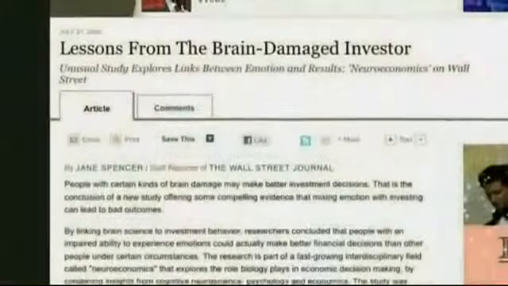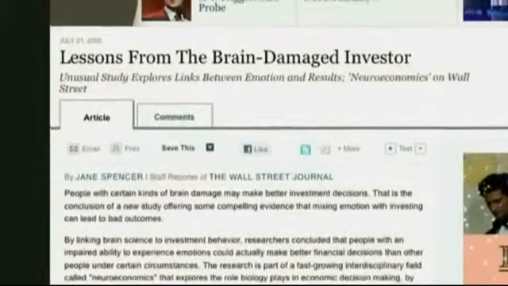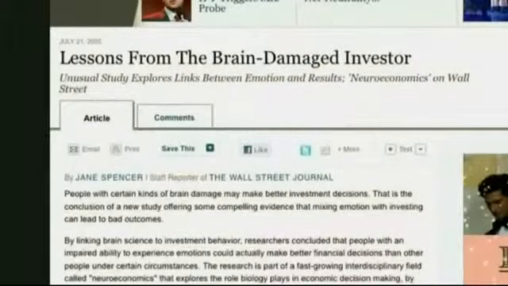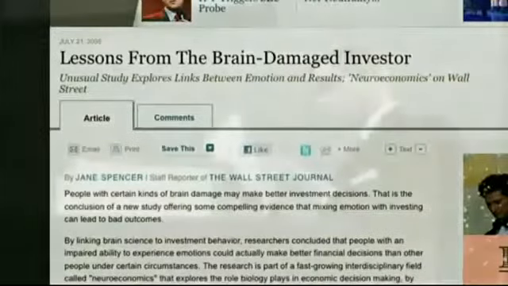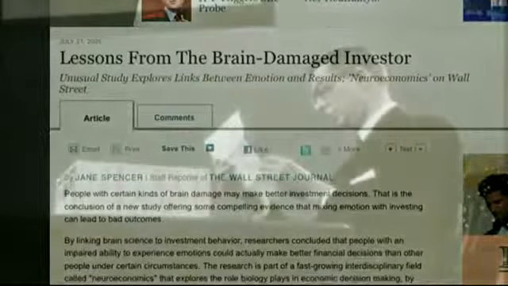All you need to know about markets was written in an editorial in the Wall Street Journal a couple of years ago. It was called Lessons of the Brain-Damaged Investor. And in this editorial, they explain why people with slight brain damage do better as investors than people with normal brain functionality.